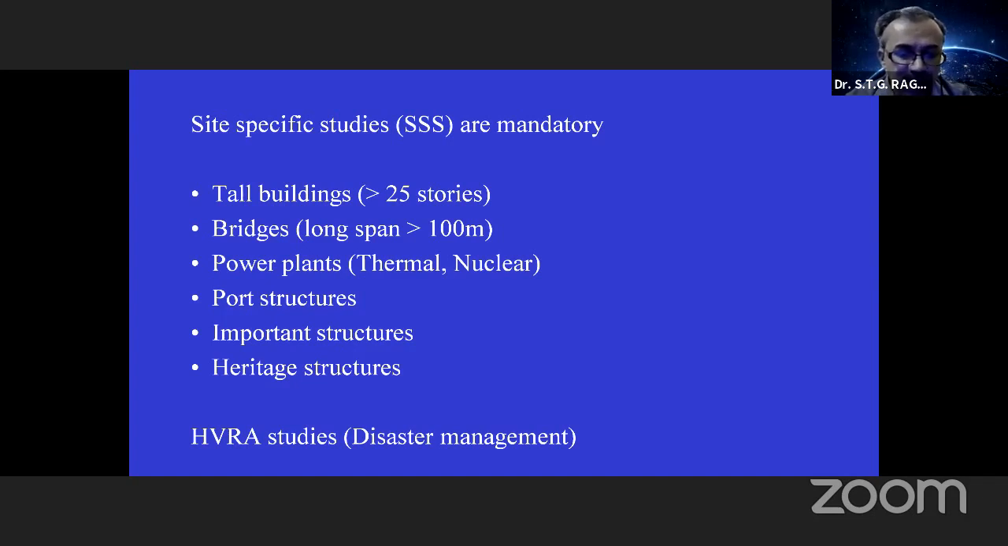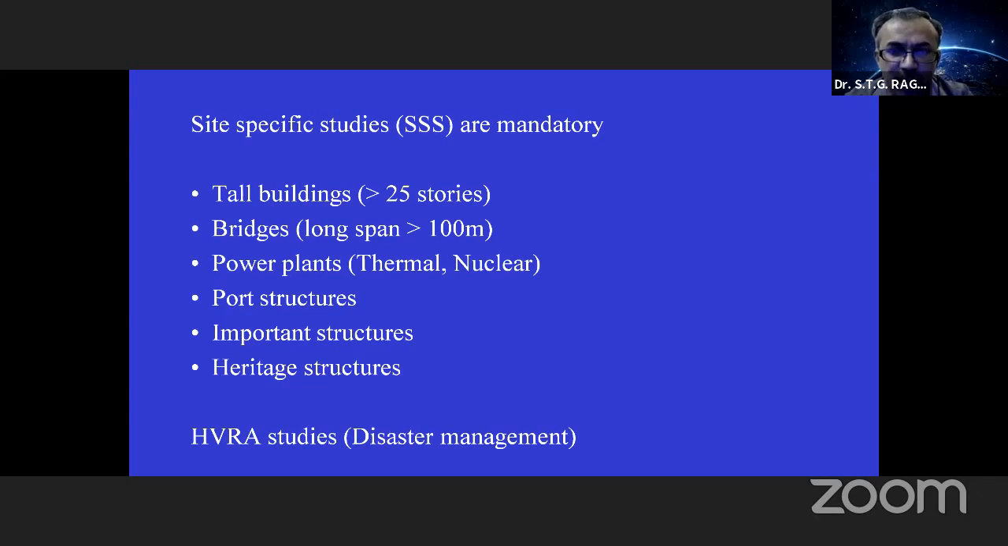And nowadays, many of you may know about HVRA, that is Hazard Vulnerability Risk Assessment studies, which are sponsored by disaster management authorities. So everybody is asking, if there is going to be an 8 magnitude or 7 magnitude earthquake, what will be the economic loss for this state?